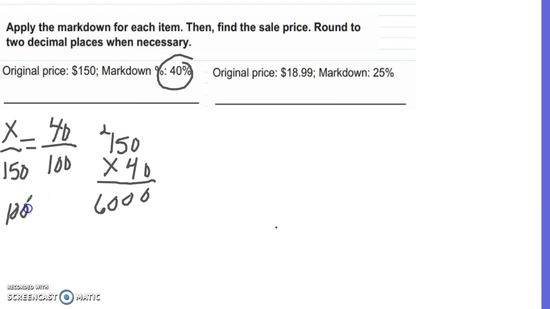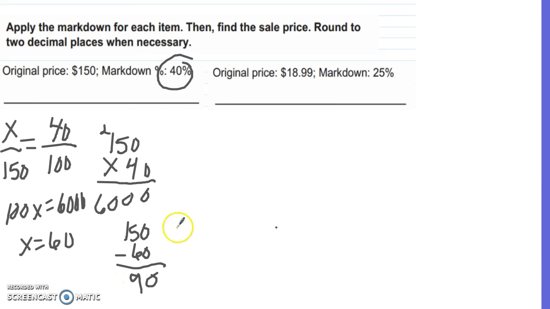Now we have to do 6,000 divided by 100. When we divide that by 100, we're going to get 60. This is a markdown. Well, remember with markdown, you take the original minus the markdown. So we are going to do 150 minus 60. When we get this, we end up with 90. Notice how this problem is different. With markdowns and sales and discount, we set up our percent proportion and then we subtract.